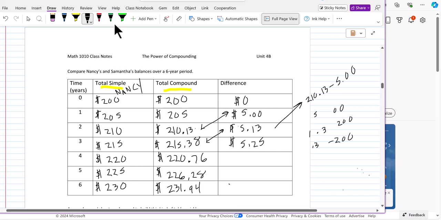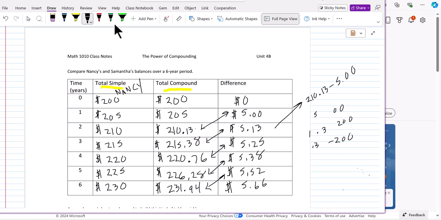Then I'm going to do this number minus that number, 220.76 minus 5.25. That's going to give 5.38. Then I'll subtract these two numbers to get $5.52. Then I'll do this to get $5.66. So what I was trying to show you is you can tell that Nancy's investment kept going up $5, okay? But Samantha's balance kept going up a bigger number over and over.